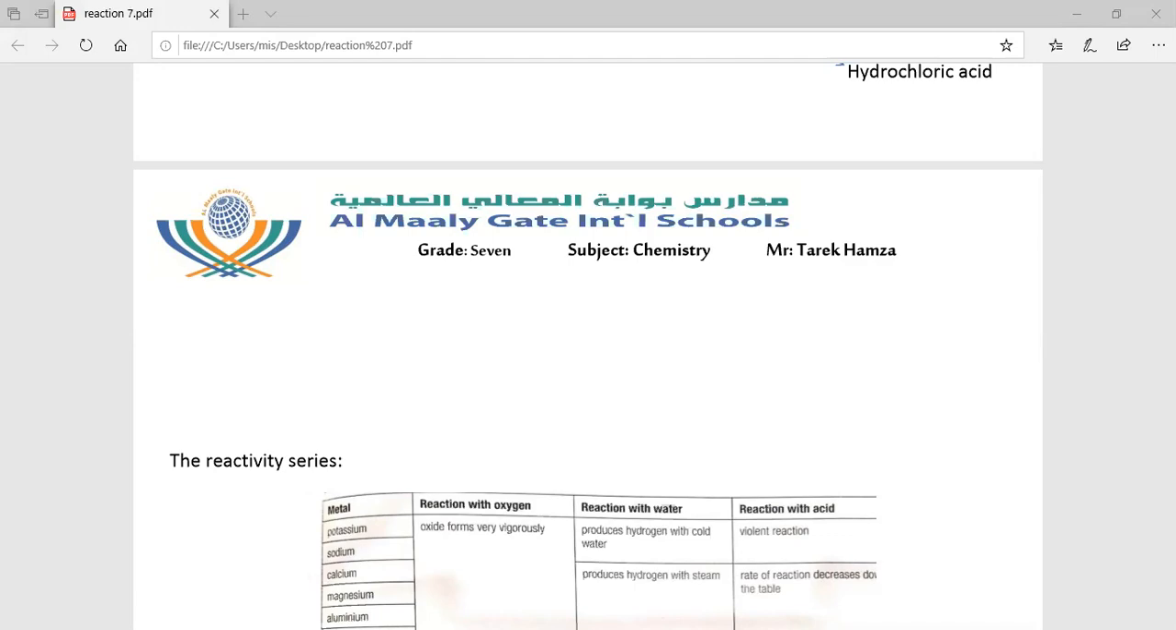Potassium floats on the surface of the water and catches fire immediately, and hydrogen bubbles are rapidly produced. A clear solution of potassium hydroxide forms. This reaction is represented by 2K plus 2H2O produces 2KOH and H2 and heat.